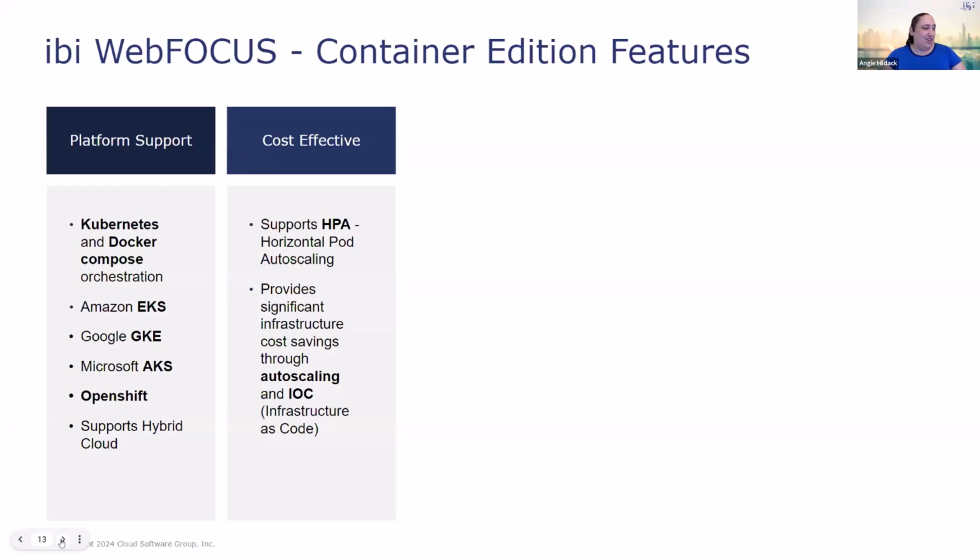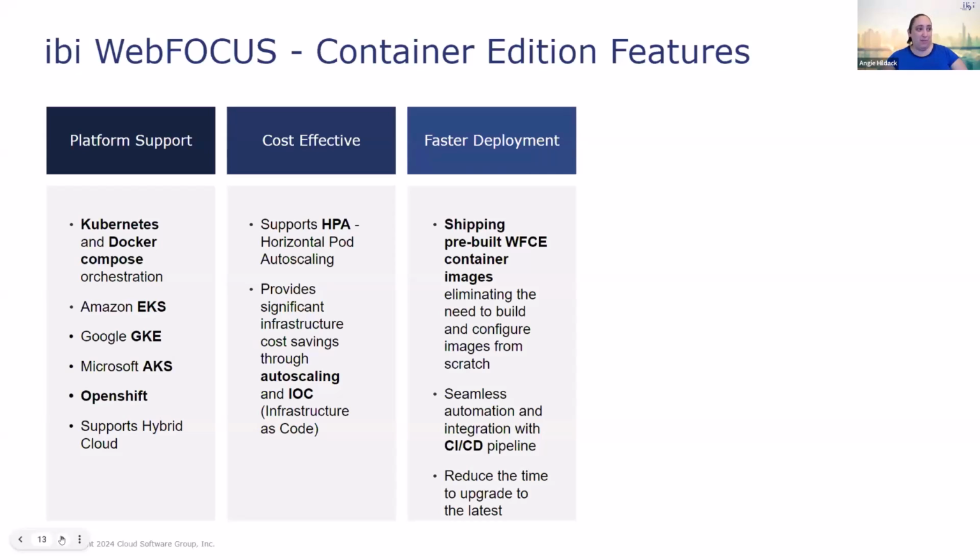The auto scaling feature is one of the biggest reasons that people are moving to those cloud and containerized environments, providing cost savings overall, because I only use the extra resources when I need them. I don't have those resources turned on all the time. Faster deployment, being able to ship the pre-built container edition images will allow you to get into the container edition world much quicker overall. It's an easier ramp up process.